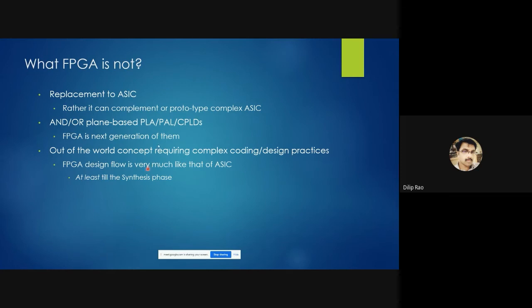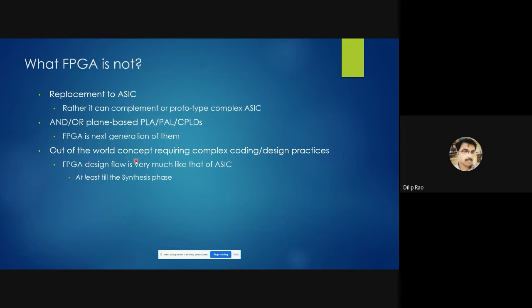What it is not is an AND/OR plane based PLA or CPLD. Okay, so it's not a PLA, or a PAL, or a CPLD. They are all low-end variants of these programmable digital circuits, which are of a previous generation, a bygone era. The current generation of devices are highly complex, highly efficient, and highly scalable. They are comparable with the latest trending SoCs of today's market.